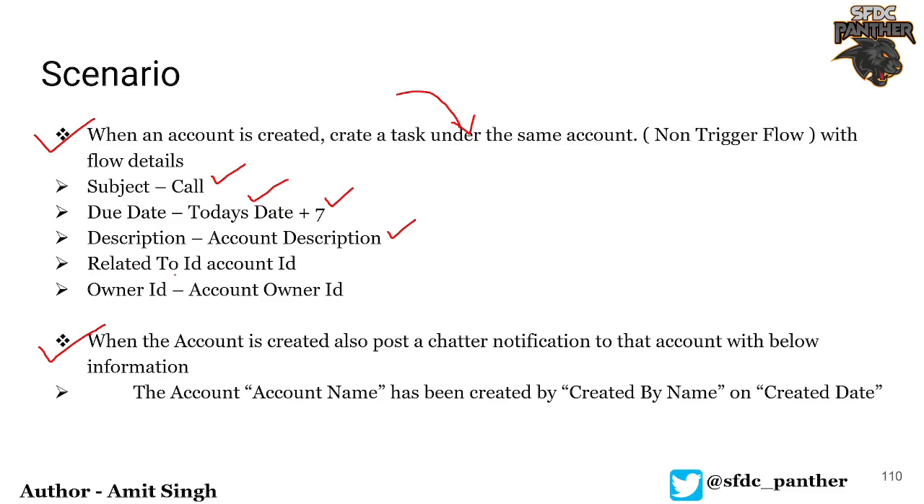The Related To of that particular task is going to be the record ID of the account. Then the owner of that task is again the owner ID of the account, who is creating the record.